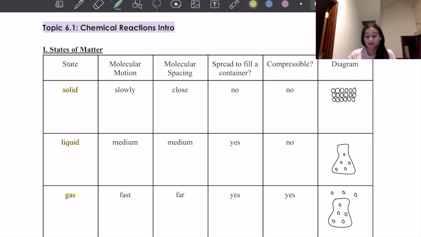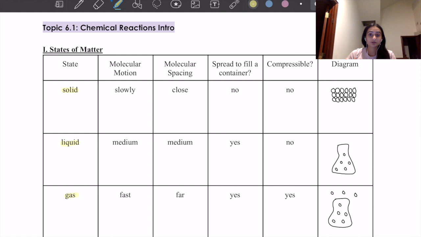Next, we have liquids, which are kind of like the intermediate state of matter. The molecules in a liquid move at a medium speed, and they are at a medium distance apart from each other. They can spread to fill a container, like if you've ever poured water into a cup, it obviously spreads to fill the shape of the cup. However, liquids are not compressible. If you push down on a cup of water, the water will not shrink, it will just move up above your hand.